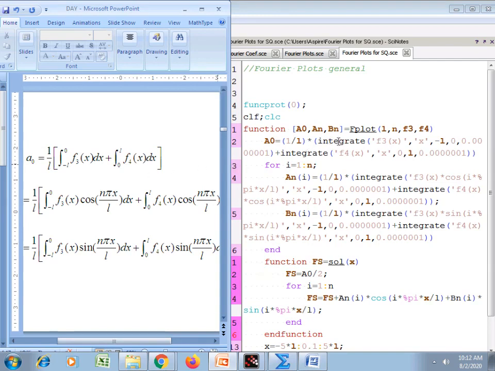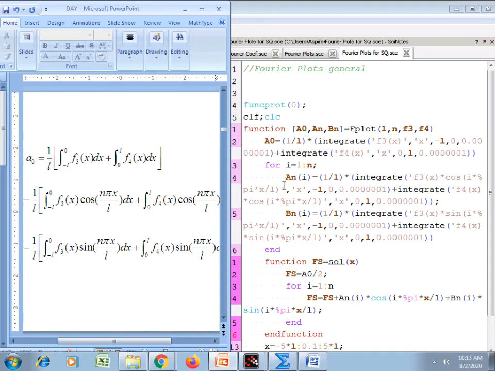In the program, I have used the function integrate for the integration instead of intg that we have used in the earlier program. The arguments are the function f3 for the first half of the period, the variable x of the integration, limits minus L to 0 for the first half, and the next argument is the absolute error required in the integration. Similarly, for the second integral, the integrand is the function f4 and the limit of integration is from 0 to L.